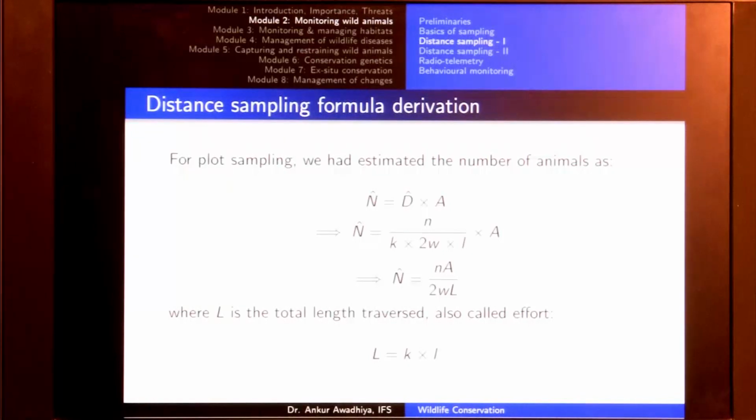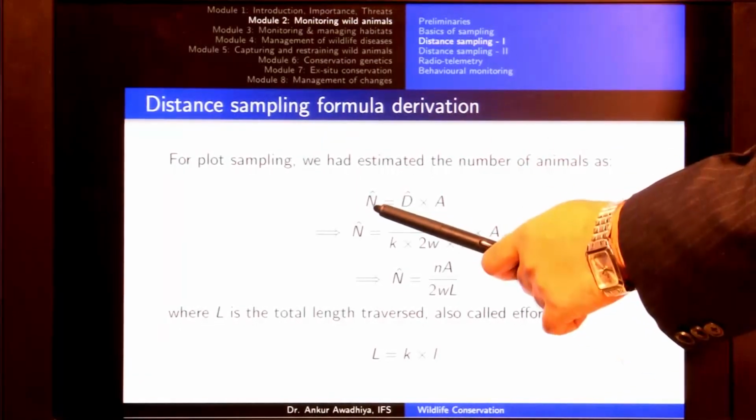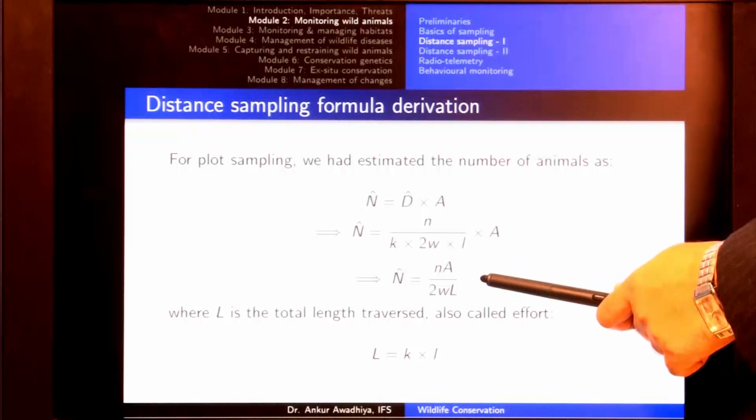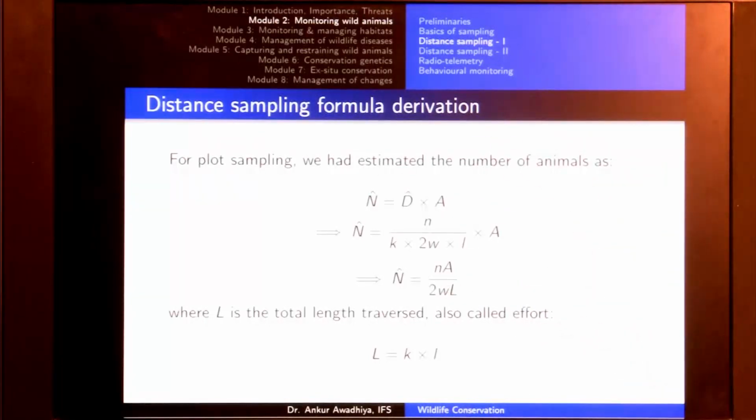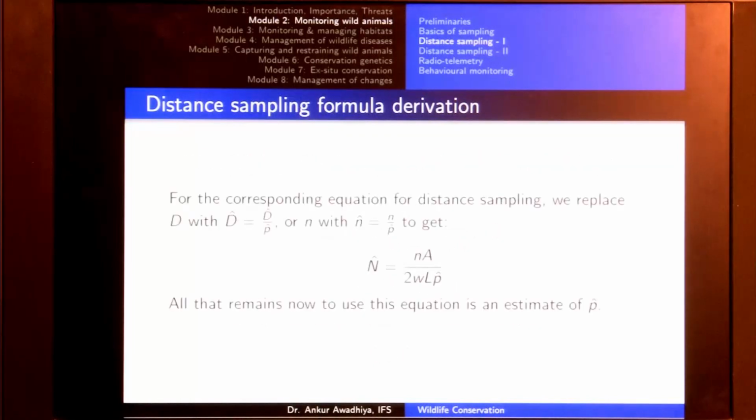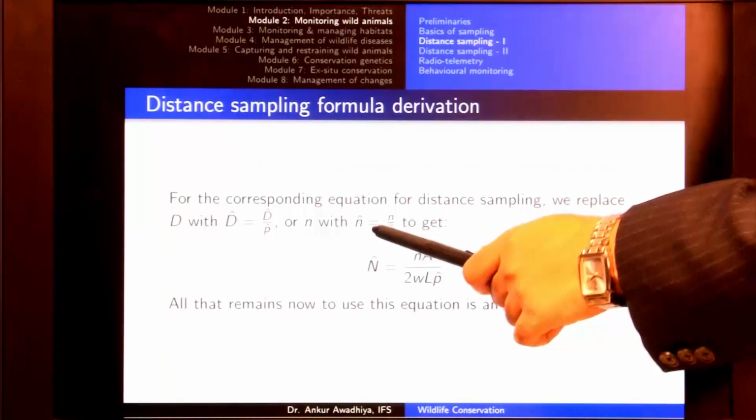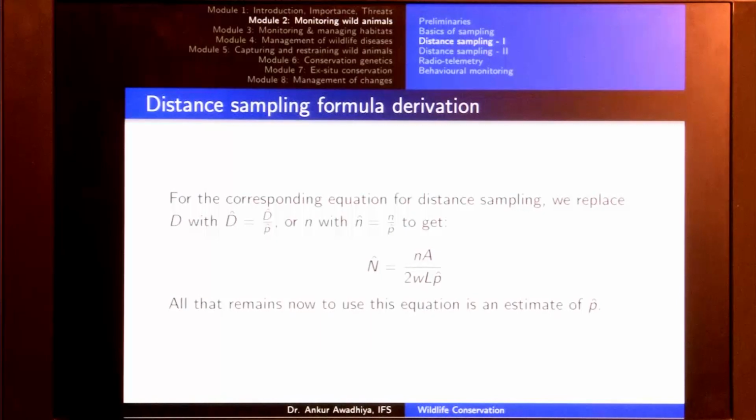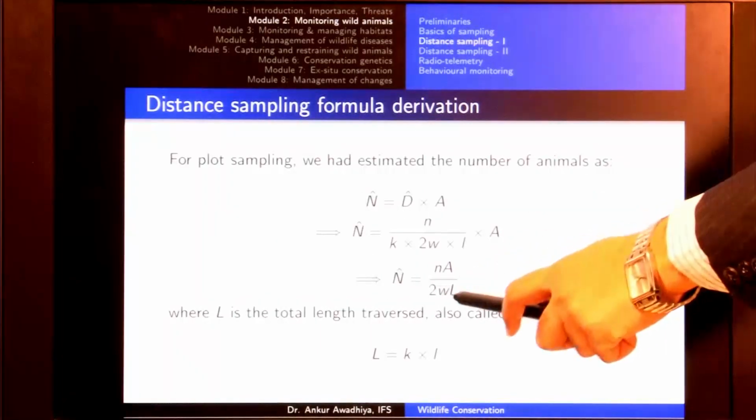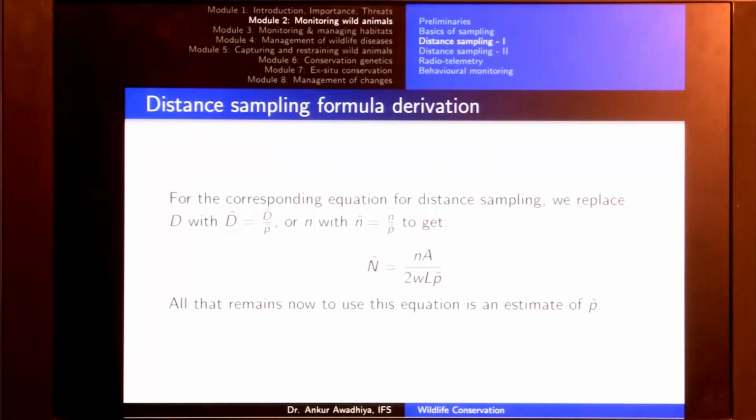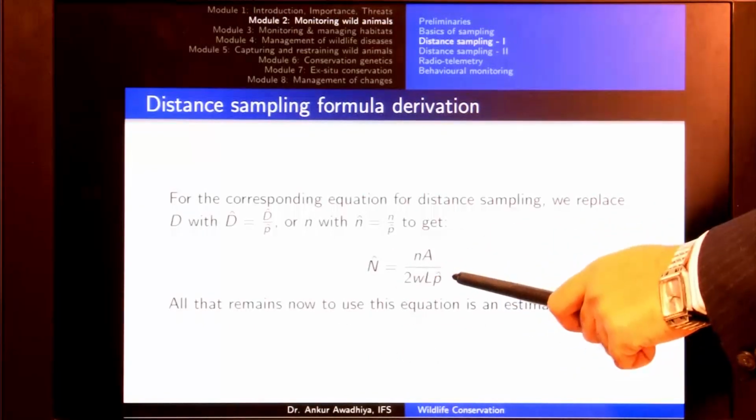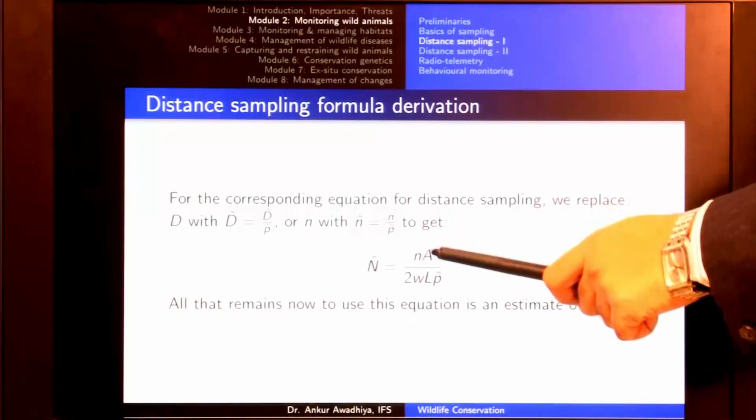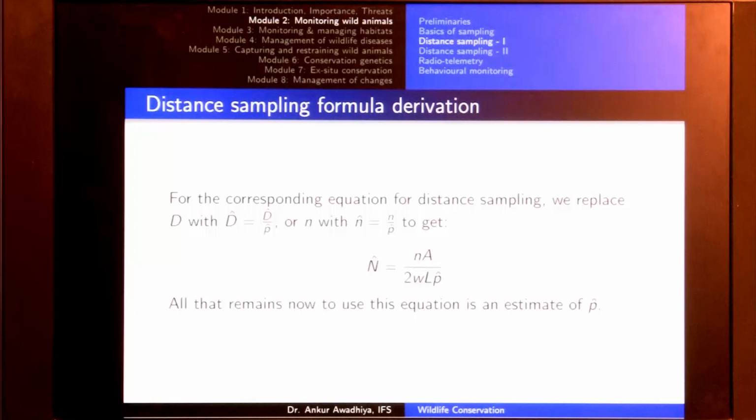So, now coming back to the distance sampling formula, we had estimated for plot sampling that n hat is d hat into a, and we had taken out this formula as we had seen in the previous slide. In the case of distance sampling, we replace n with n hat, or n by p hat. In the earlier slide we had the formula n a by 2 w l, and in this case it will become n a by 2 w l p hat. So, in place of n we have n by p hat. Now all that remains is to estimate the value of p hat.